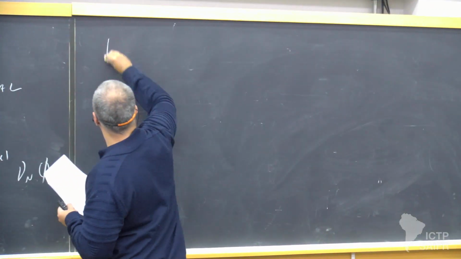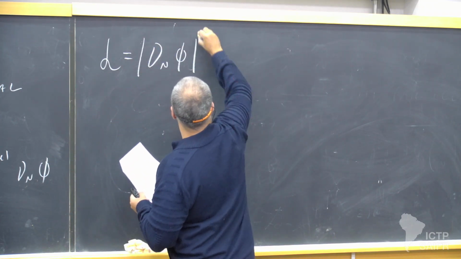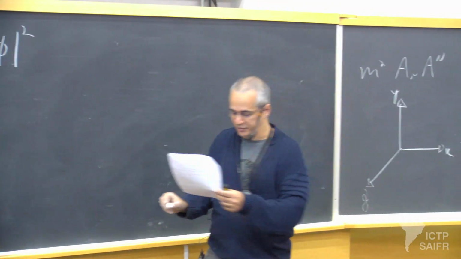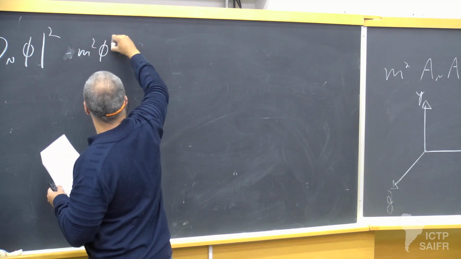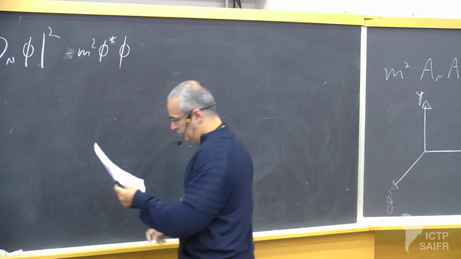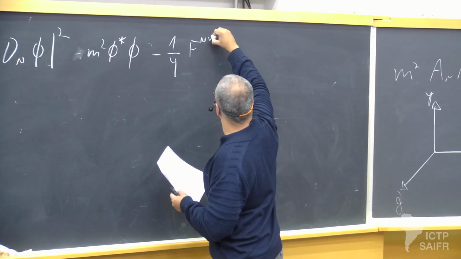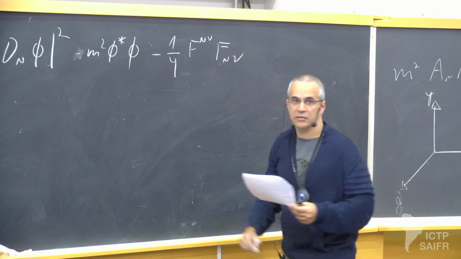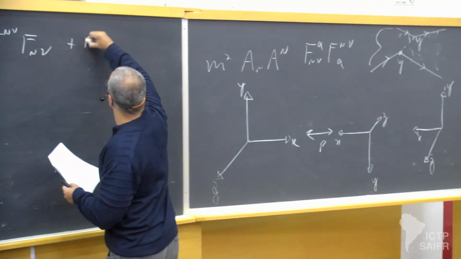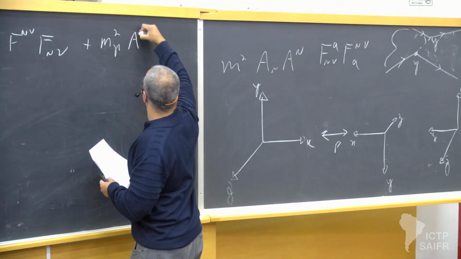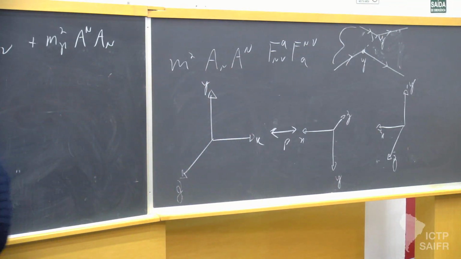Right, so I can rewrite that Lagrangian in this way. Essentially what I have is del mu phi modulus squared, the first term. The second one is just m squared phi star phi. And then I can put this one, which is the kinetic term for photons. What I cannot put is this, because this is not invariant under this transformation.